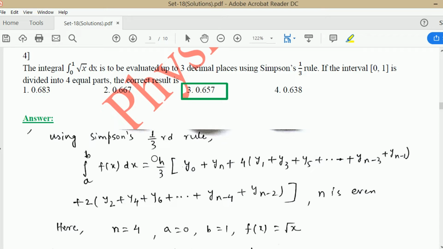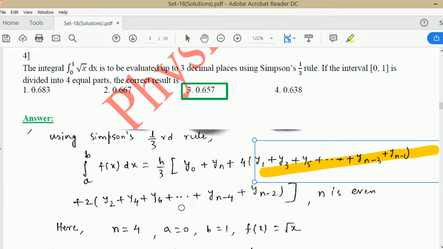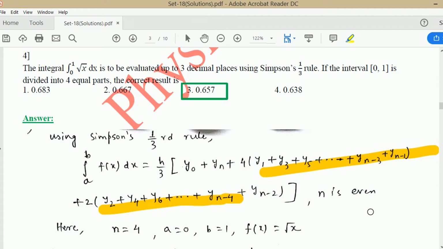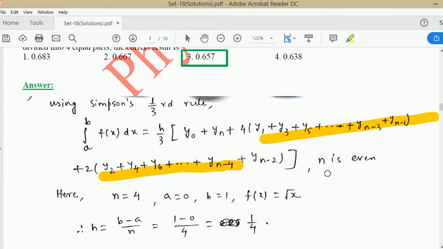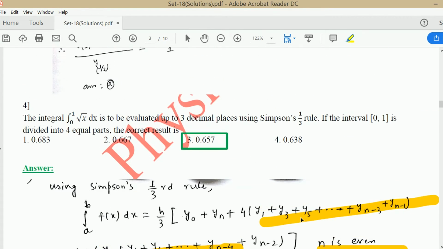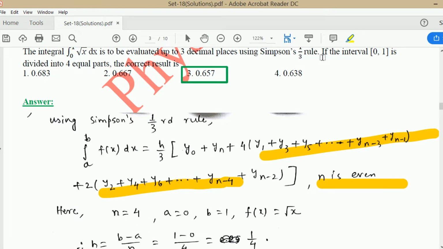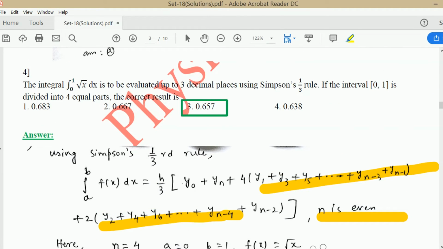Now, as I have already introduced Simpson's 1/3 rule, the integral from a to b of f(x) dx equals h by 3 times [y0 plus yn plus 4 into odd terms plus 2 into even terms], and the number of intervals must be even. Here, n is given to be 4. Last time we had to calculate n, but here they have already given a equal to 0, b equal to 1, and f of x equal to root x. So everything is given.